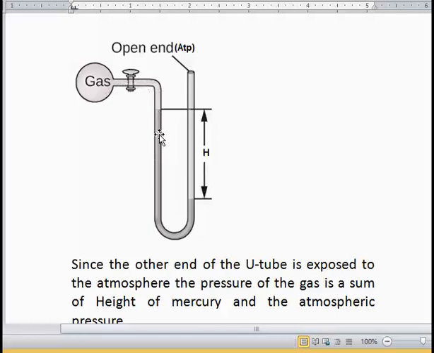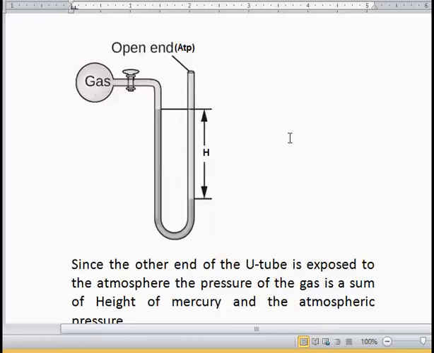When the gas enters into the U-tube, what happens? You discover that the gas is going to push the mercury, which is found in between at the U-tube, and it rises to some height. So there's going to be a difference between the height of the mercury at either arm of the U-tube. The difference in height gives a measure of the gas pressure. But this particular U-tube is open at the other end.